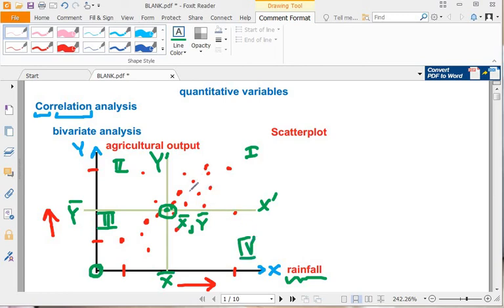So essentially what happens is, these values turn out to be in the first quadrant. There are 2 values which turn out to be in the second quadrant. There are about 1, 2, 3, 4, 5 values which turn out to be in the third quadrant, and about 3 values turn out to be in the fourth quadrant. Now, since I had predicted that there will be a positive relationship between rainfall and agricultural output, and a positive relationship means I can expect a straight line like this, there are more values in the first quadrant and in the third quadrant. There are hardly any values in the second quadrant.